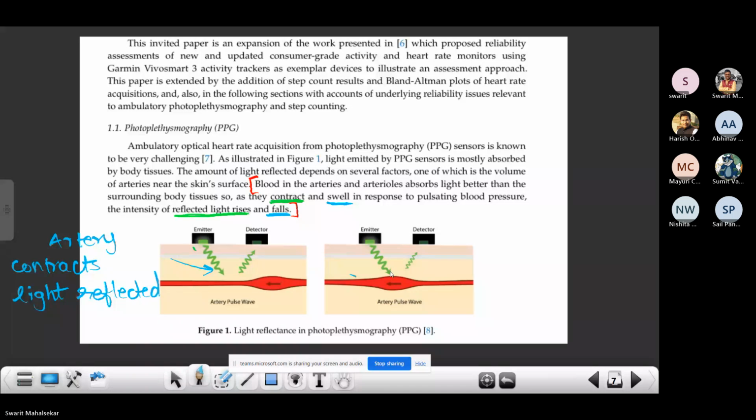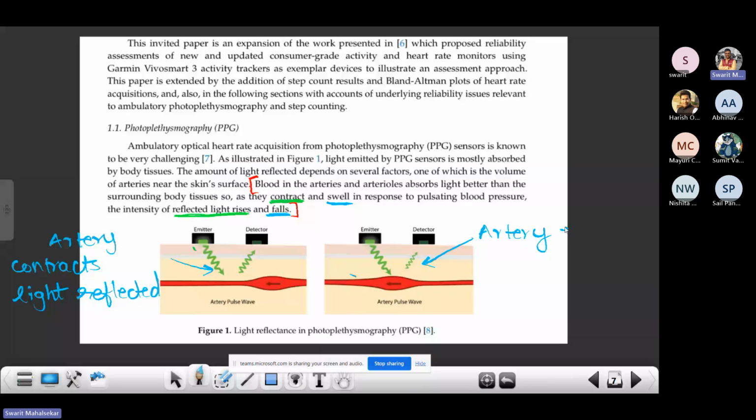So let me just write over here. My artery is swelled, or it is expanded. Since it is expanded, it will carry a huge amount of blood as compared to this particular condition. And as I had mentioned, the oxygenated blood has a tendency to absorb light, right? So majority of the light which is incident on this particular artery is being absorbed by the blood itself. So light reflected would be less, or basically light is absorbed. This is what I'll write. Light is absorbed. Okay, I hope this is clear.